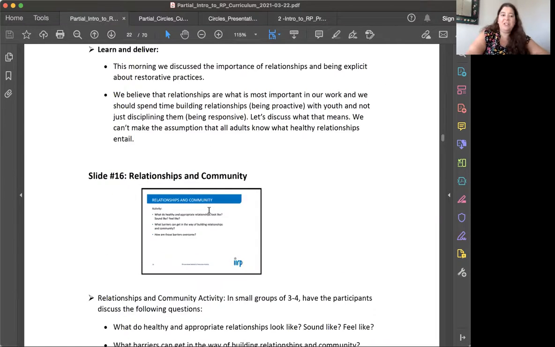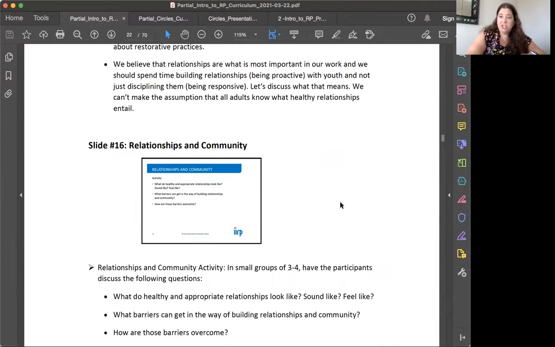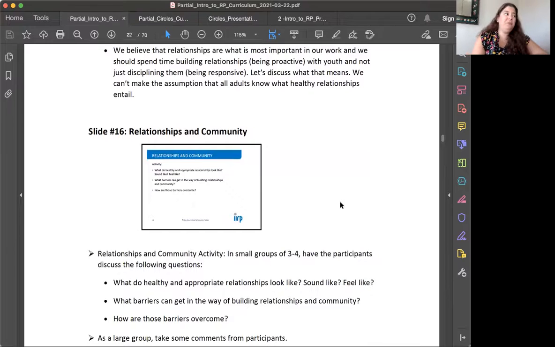So then we move into an activity where we'll start to get really clear about relationships in communities. We believe that relationships are certainly the cornerstone of this work, but we also know that not everyone is as comfortable building relationships and connections as others may be, right? So this activity gives us an opportunity to first identify what appropriate and healthy relationships look like, sound like, feel like, and then what can get in the way. And then ultimately, how do we overcome those barriers?